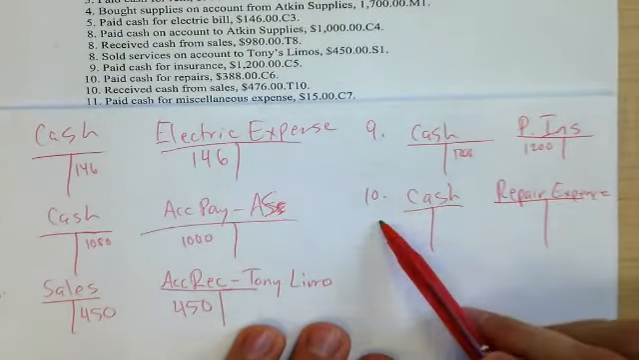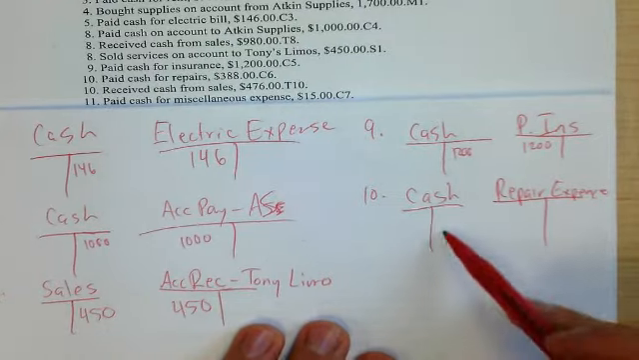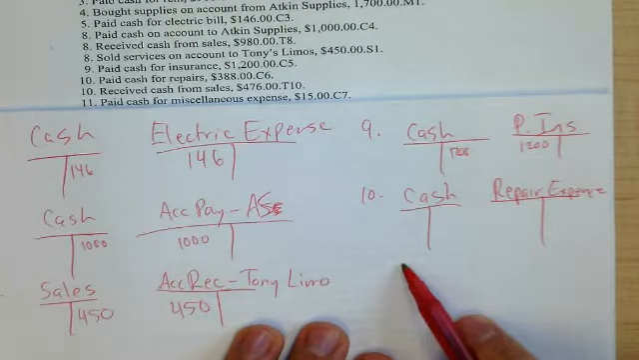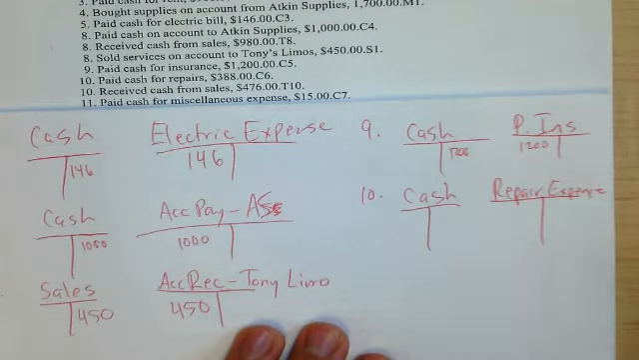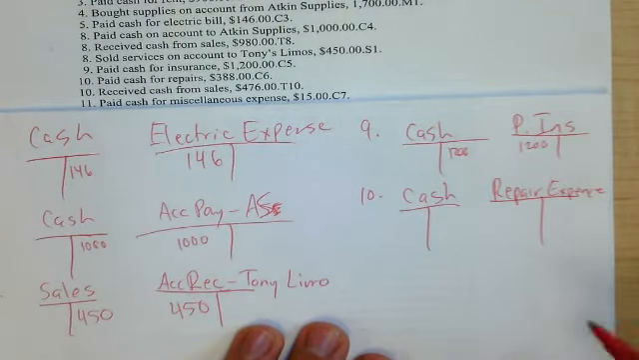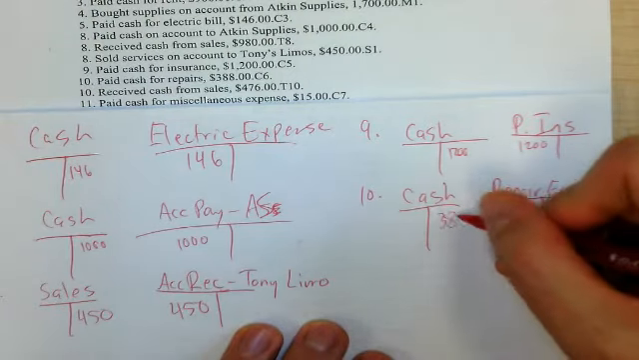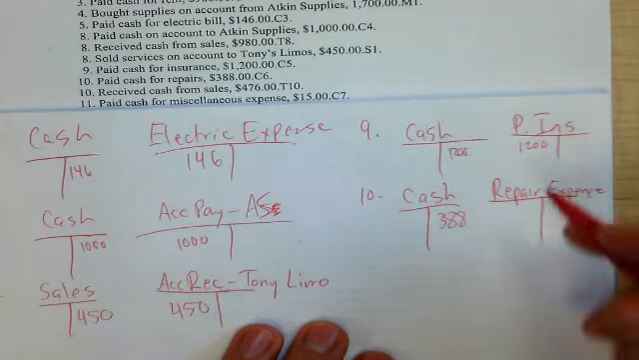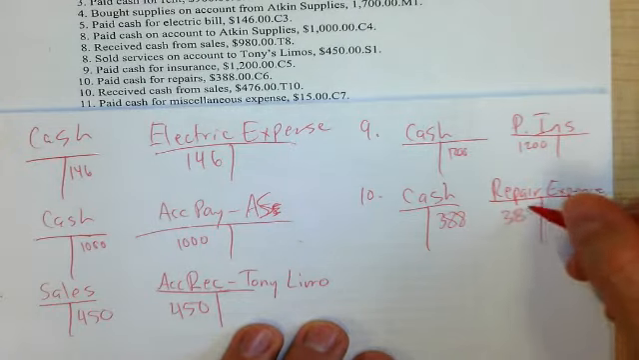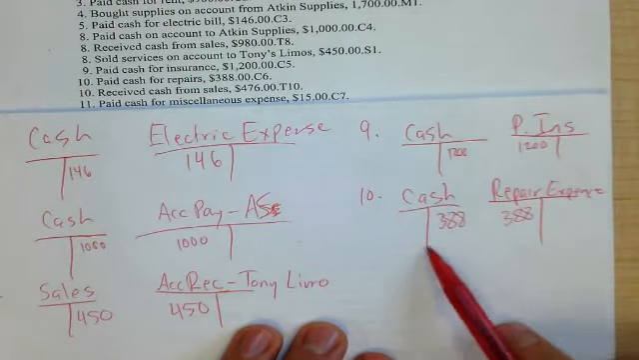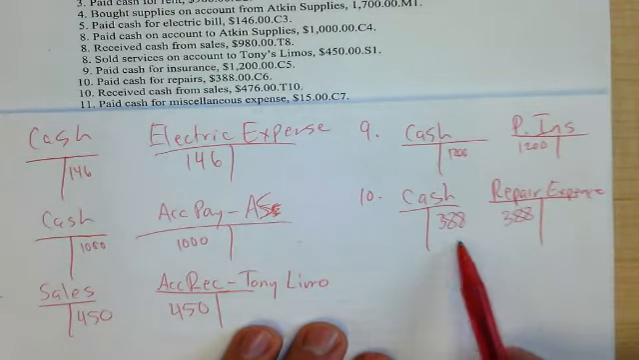Number 10, paid cash for repairs, 388. So, Jack, what am I doing to cash? Look at the word paid. So how does cash decrease if I paid cash? Credit. Good. And then repair has to be a debit, so as to not have them on the same side, because it doesn't work like that. You always have to have a debit and a credit.